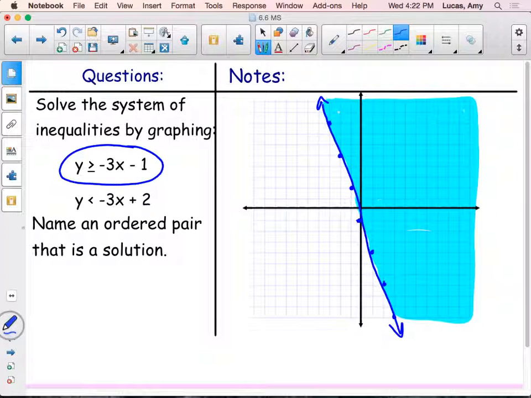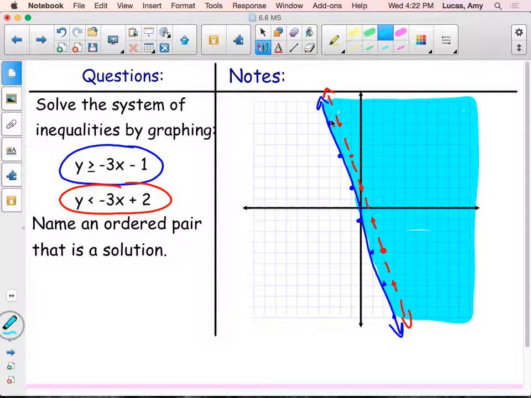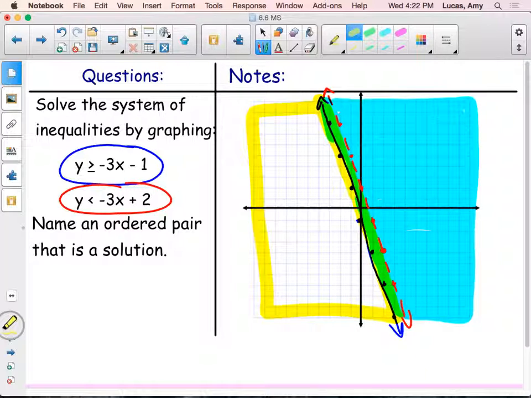Okay, and my second one, I start at +2, so up here, and it also goes down 3/1. So this line is really close to my other one. It's going to be dashed this time though. And this one is less than, so it's shaded below. So if I shade below that line, I get this little tiny area between them that's green.